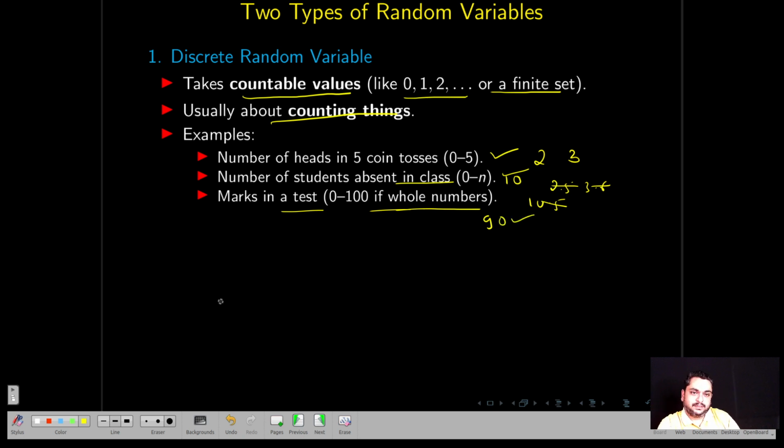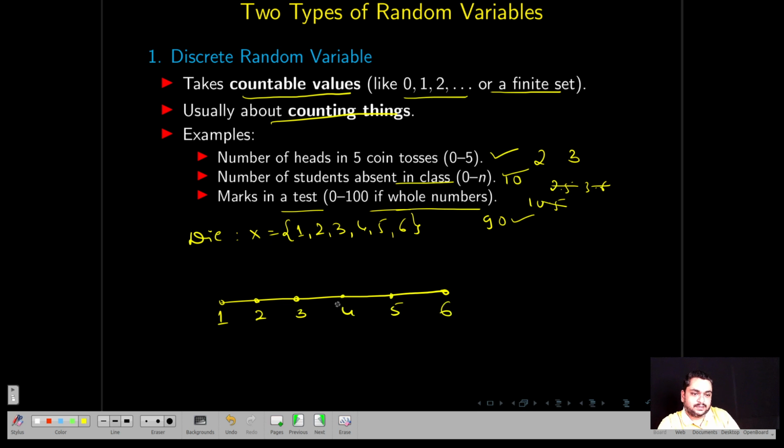How to visualize this? Let us say there is a straight line. Now I am taking the die example. It can take the values 1, 2, 3, 4, 5, 6. They are countable. This is the set, and these are discrete values. 1 I can represent here, 2 here, 3, 4, 5 and then 6. I am very clear about this point, no?